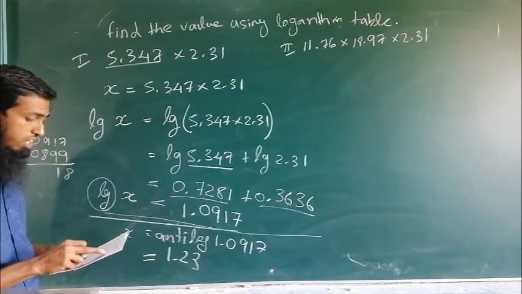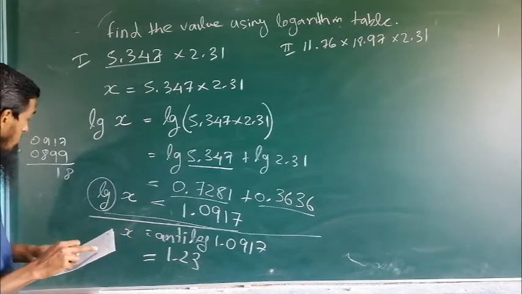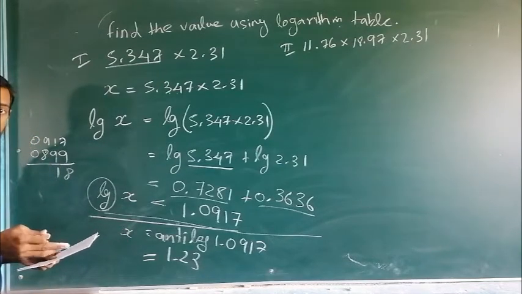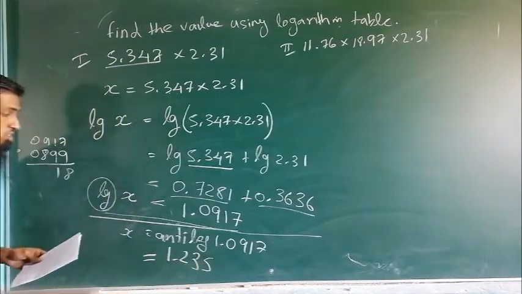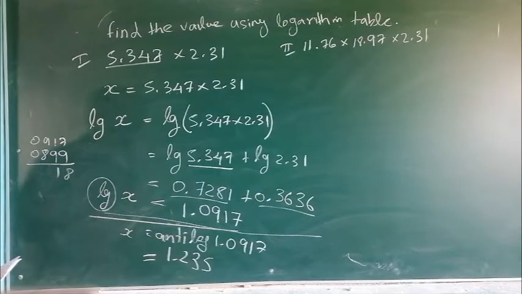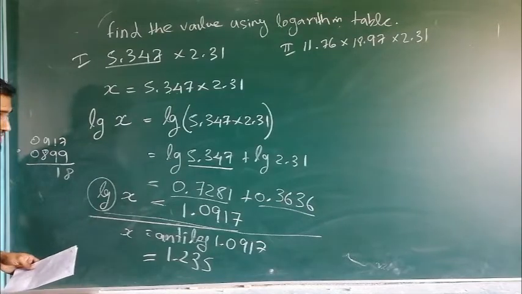So on the 12th row, we don't have 18 but we have a 17. So we can go for the nearest value. 17 is on 5th mean difference. So the anti-logarithm of 0917 is 1.235.